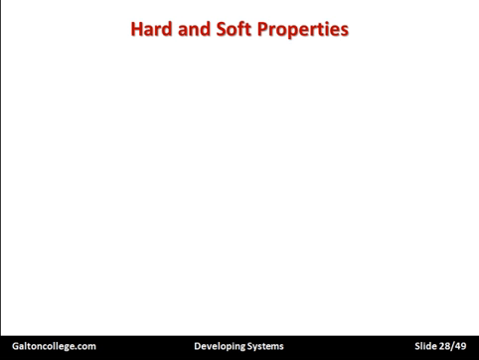Companies can also be regarded as having systems that have hard and soft properties. Now, hard and soft properties, it's necessary to distinguish between these because it gives us a fuller picture, a richer picture of the nature of systems.